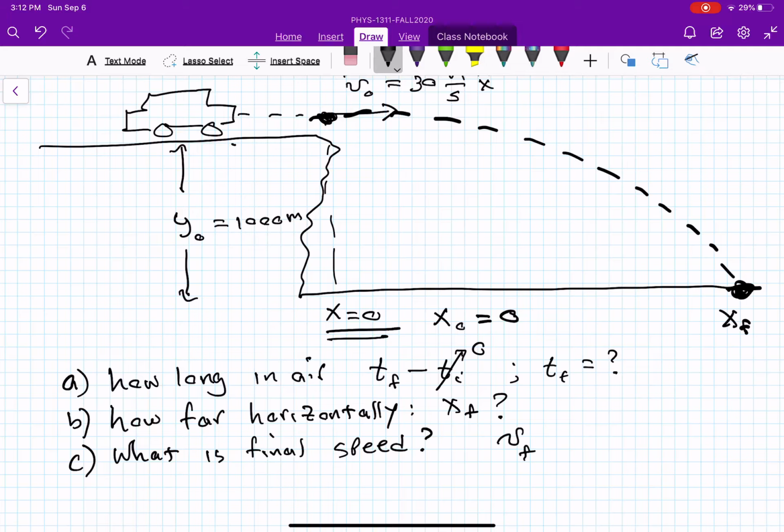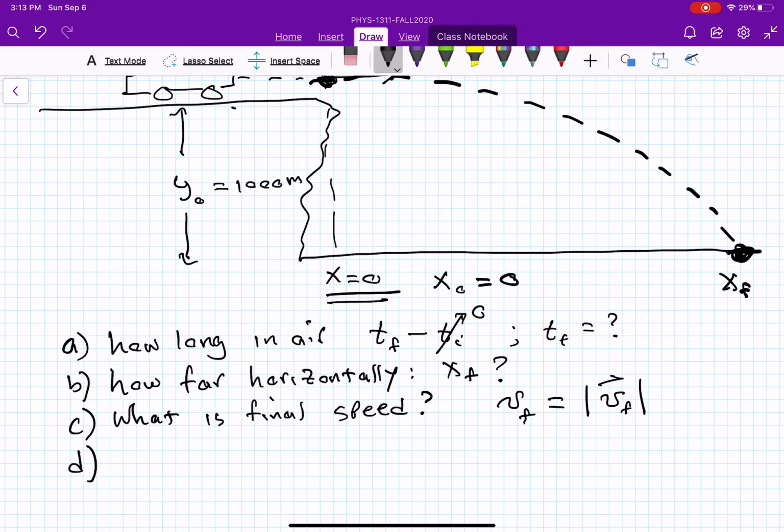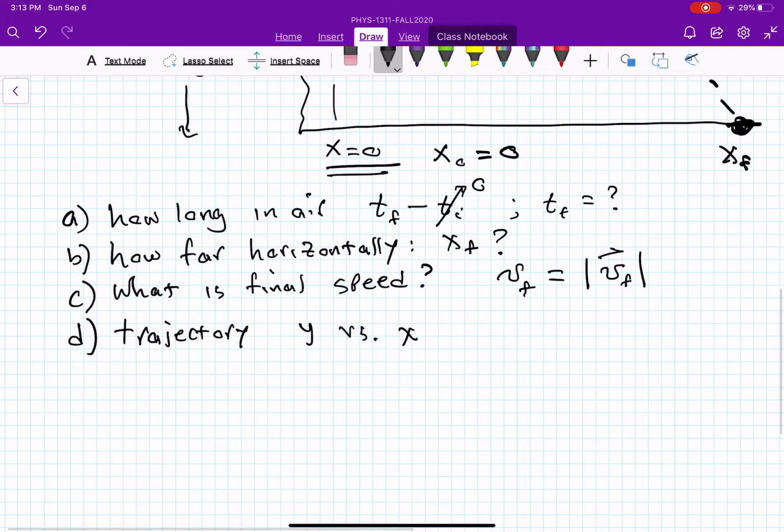So v final is the magnitude of the final velocity vector. So I'll have to calculate what my final velocity vector is before I can take its magnitude to calculate the speed. And then finally, can I come up with a formula for the trajectory? And by trajectory, I mean a formula for y versus x. Not y versus t or x versus t, but rather y versus x. So let's deal with each of these questions one by one.